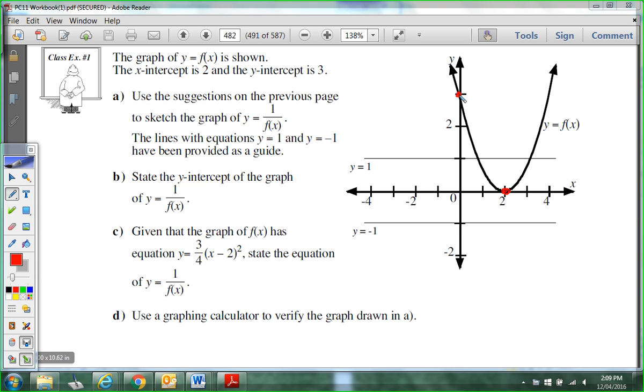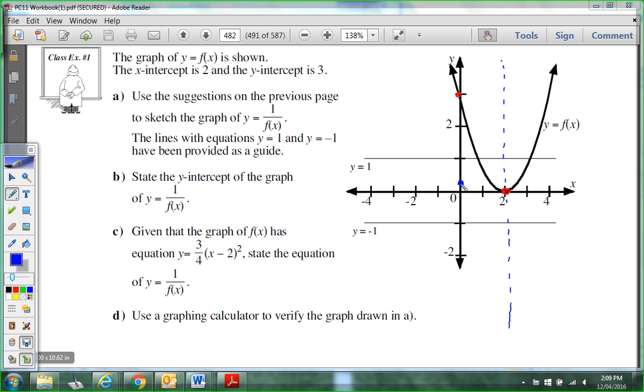So let's go through this. They already have the invariant lines there to help me. So this is what I know. First thing I'm going to do is draw my asymptote. It does bounce at 2, so that is an asymptote, so it can't be 2. The next thing I know, let's do the y-intercept. The y-intercept is 3, so then my y-intercept is going to be 1/3.